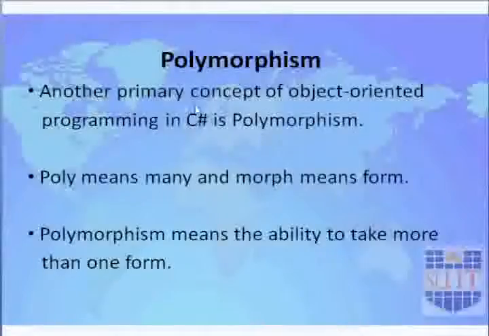Another primary concept of object-oriented programming in C# is polymorphism. Poly means many and morph means form. Polymorphism means the ability to take more than one form. Here a single function name can be used to handle different types of arguments. The behavior depends upon the types of data used in the operation.